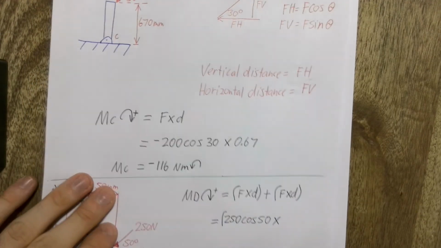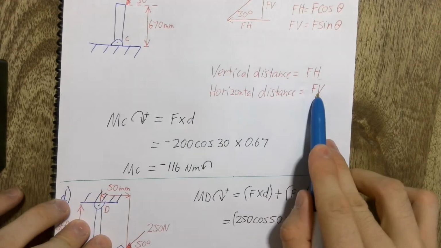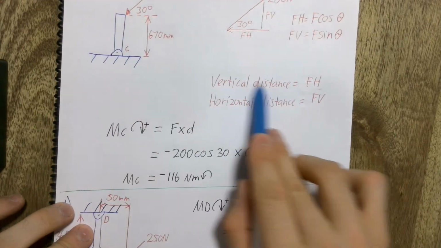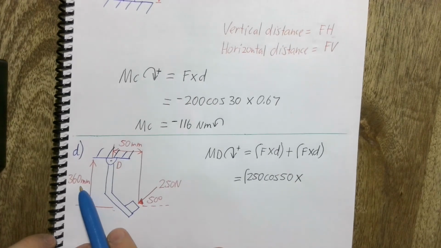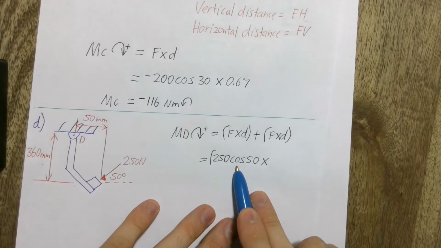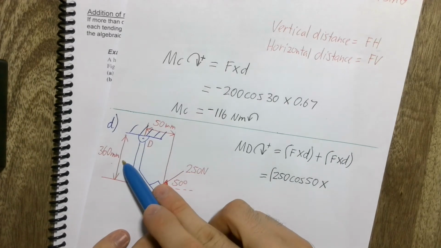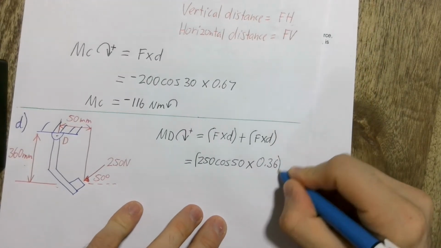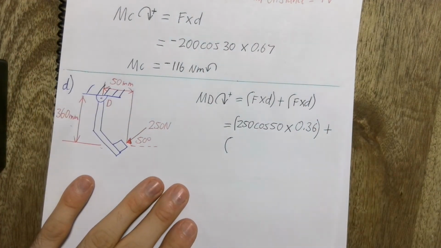Now what did we say up here? We said if we have a horizontal distance, we're looking for a force vertical. If we have a vertical distance, we're looking for a force horizontal. So we've written force horizontal, so we need to use the vertical distance. So that would be 250 newtons, cos 50, which gives us that force horizontal formula. That's 360 millimeters, so we need to convert that. So that needs to be 0.36, close the bracket, plus, and we'll start our other bracket down here, so we don't run out of room.